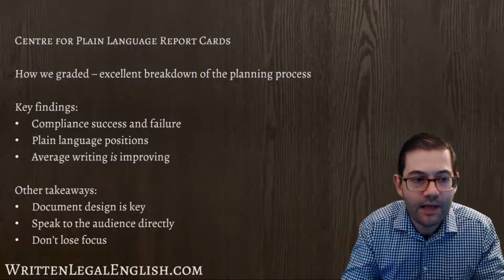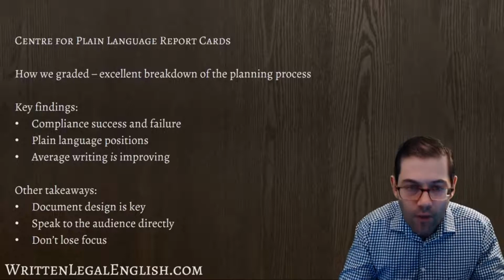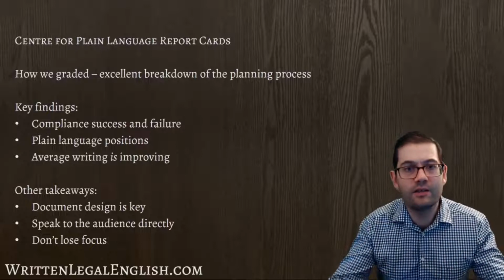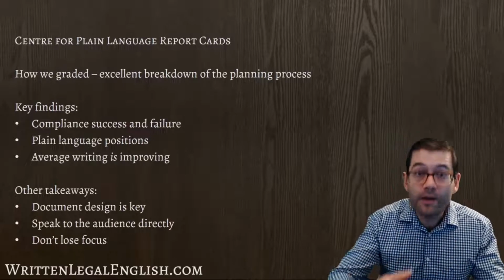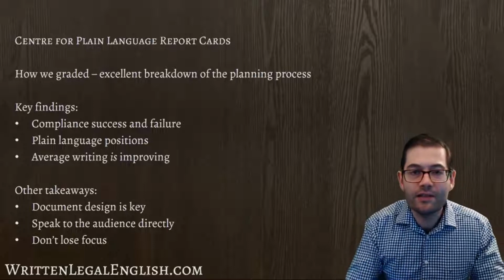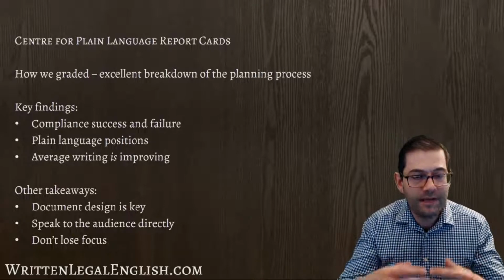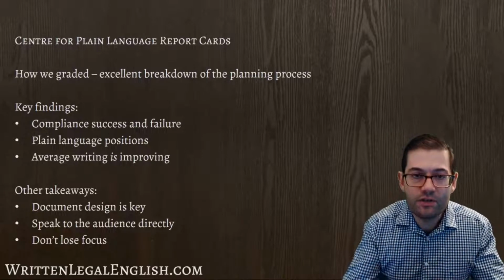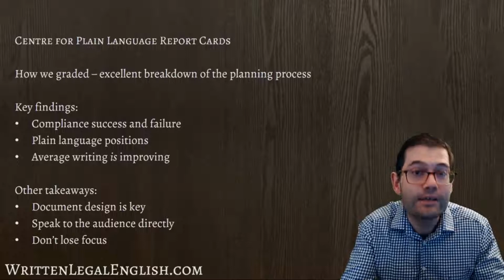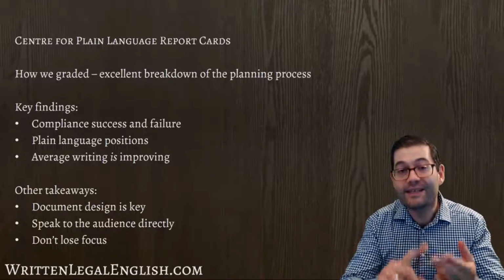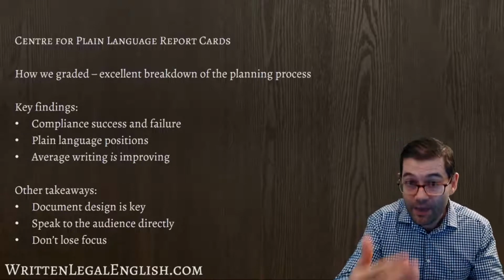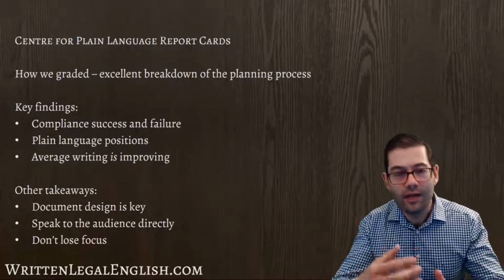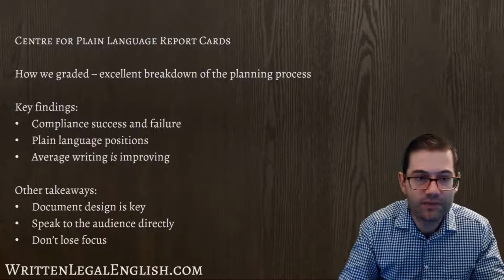Now, the key findings: compliance, success and failure. What do I mean by this? The report said that the agencies that were working hard to improve their plain language were improving their plain language, and the agencies that didn't do so well or made no obvious attempt to do so were getting worse and worse and worse, which goes to show that this is a writing skill that you need to learn, practice and develop. And as you get better, you get better. And if you don't learn those skills, then your writing stays in that same position or even gets worse.